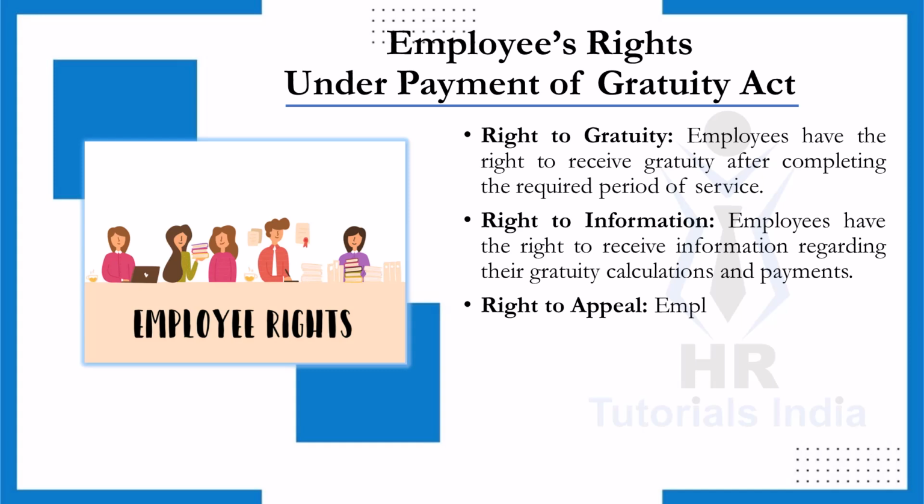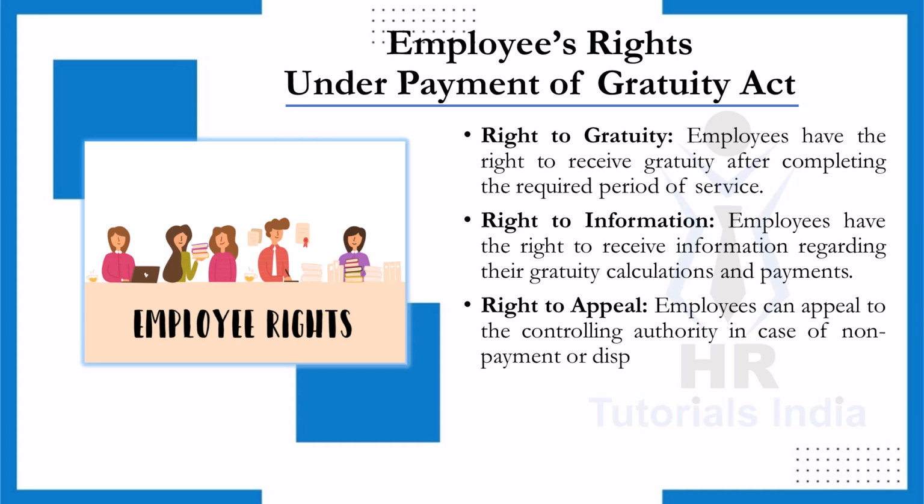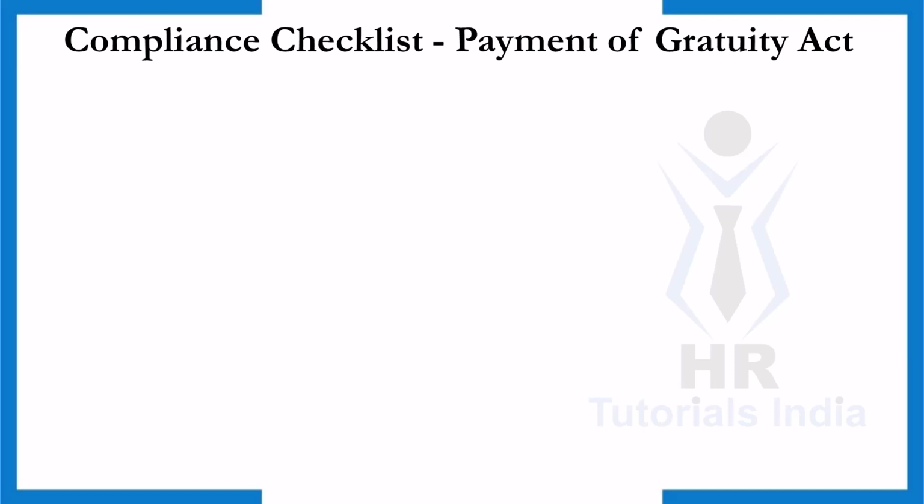Right to appeal. In the event of non-payment or dispute related to gratuity, employees have the right to appeal to the controlling authority. This provision offers employees a legal avenue to address grievances and seek resolutions, ensuring that their rights are protected under this law. These rights empower employees and ensure that they are treated fairly, promoting a positive employer-employee relationship while encouraging compliance with the Act. Complaints checklist for Payment of Gratuity Act.